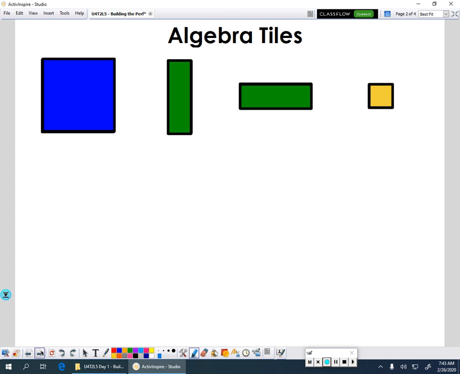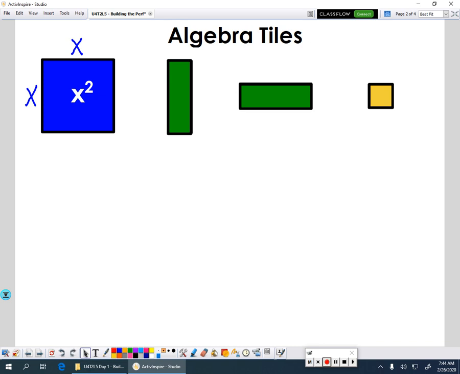So we're going to be using algebra tiles to build this perfect square. The tiles we use are shown above. This blue square represents our x² piece. When we talk about algebra tiles and x², we're talking about the area of this tile. So the length and the width of this tile are represented with an x, and x times x gives me an area of x².